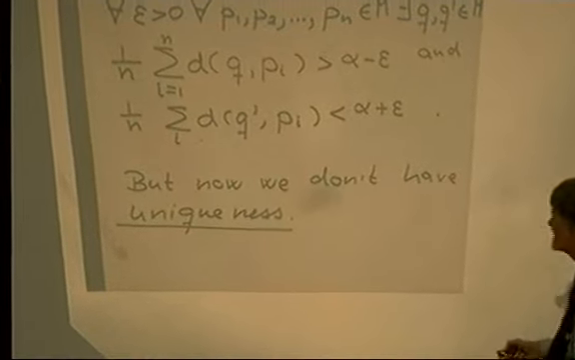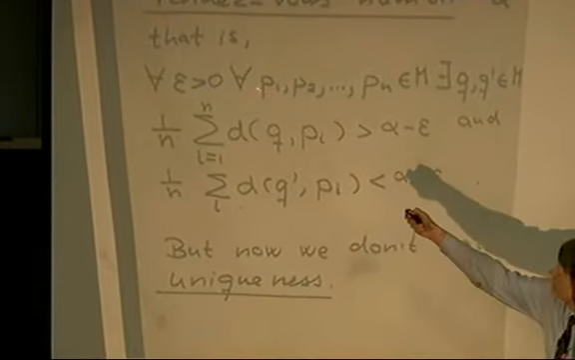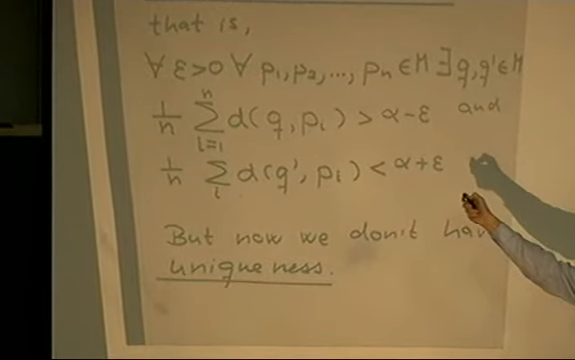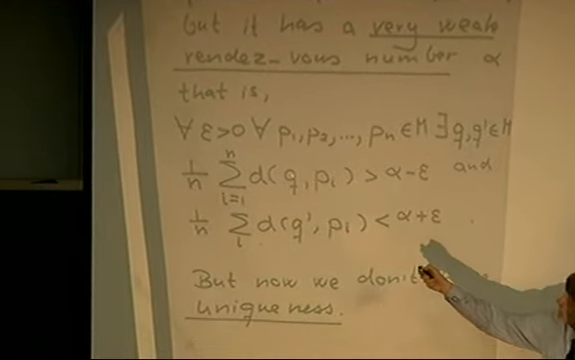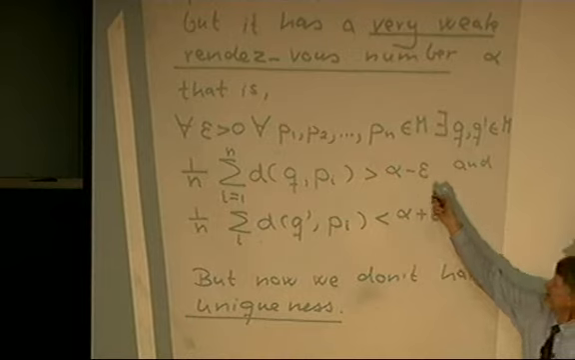Here is, I think, a natural definition. So now you look at any collection of points and you want to find a meeting point, but you also allow a small number epsilon, and then you should be able to find two points, q and q prime, such that the average distance to q of these points is greater than alpha minus epsilon, and the average distance to q prime should be smaller than alpha plus this little number epsilon. So I just allow a little flexibility with an epsilon. Otherwise, it's the same as the weak rendezvous number.